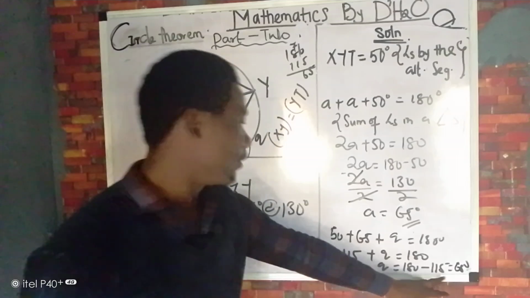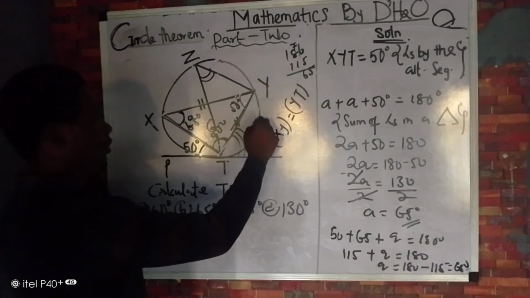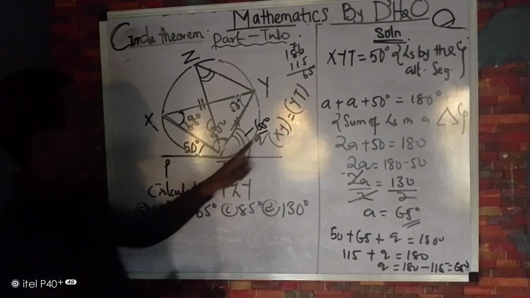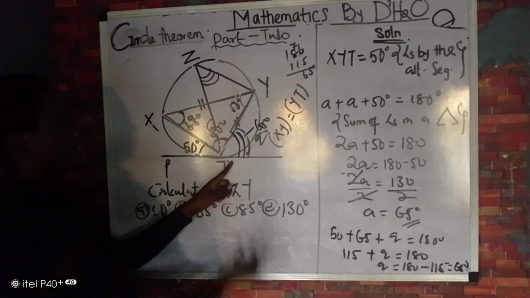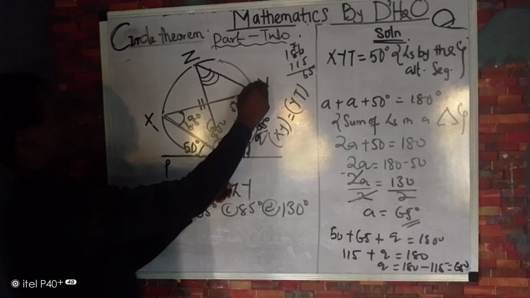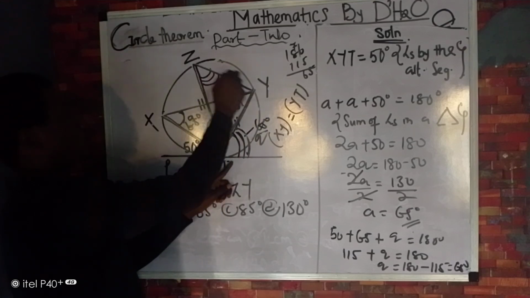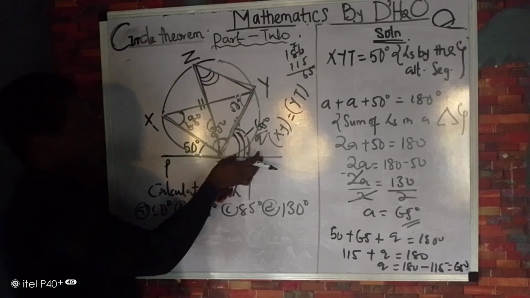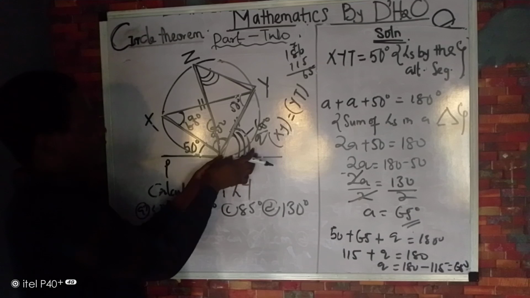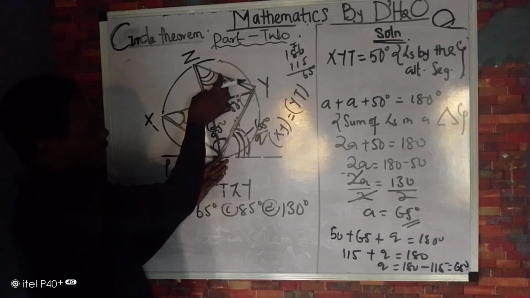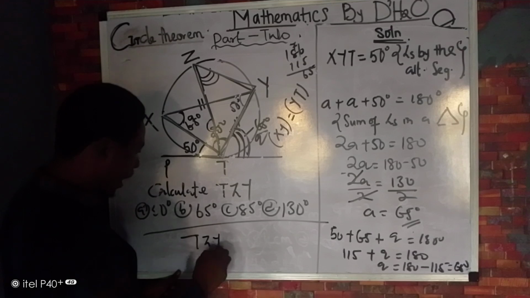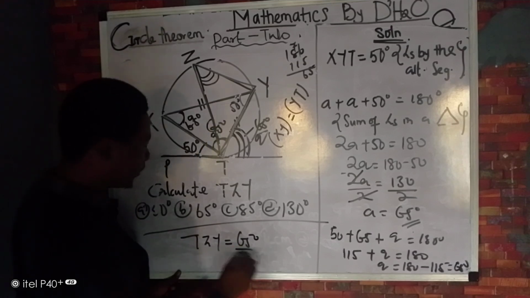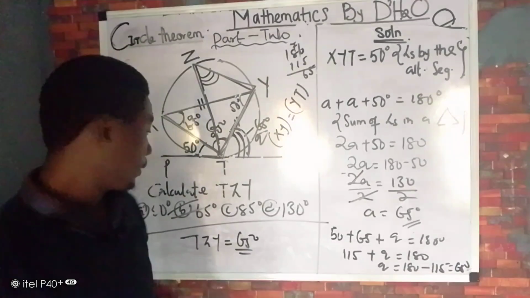So if you have 65 degrees, the angle here is what? 65 degrees. Remember that this angle here is the same as the angle here because it is the angle between a tangent and a chord. So the angle between a tangent and a chord is equal to the angle in the alternate segment. So the angle we are looking for, which is TZY, is equal to 65 degrees. The answer is B.